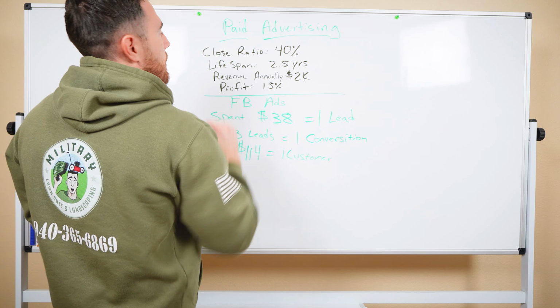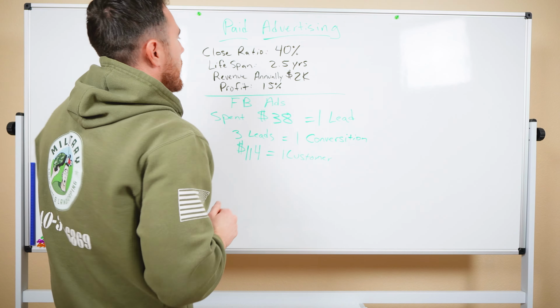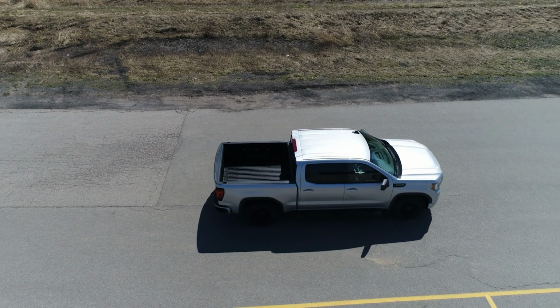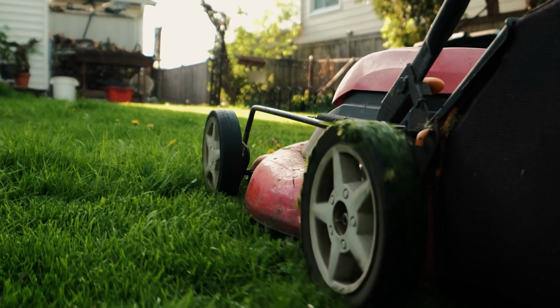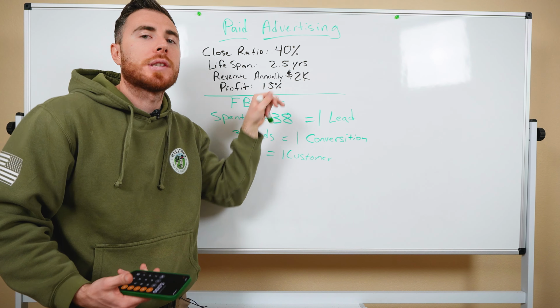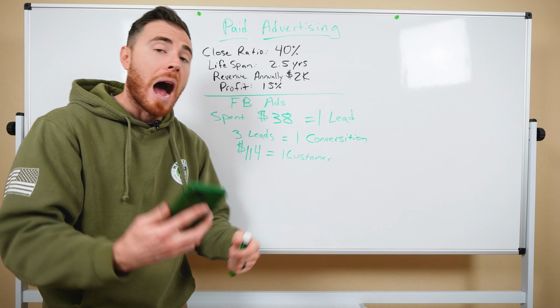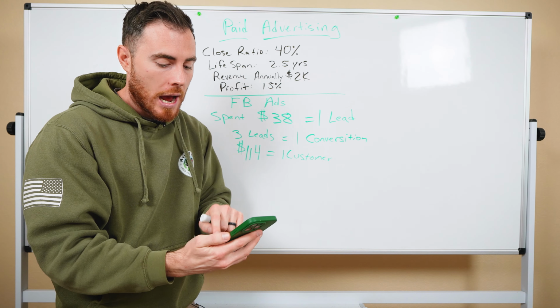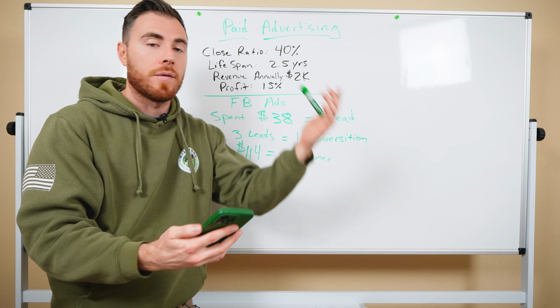If the average lifespan of a customer is 2.5 years, so that's 2.5 times $2,000, that means we will get $5,000 per customer. So every customer we get will get us $5,000. But you have fuel costs, labor costs, equipment costs, repair costs, operating the business costs, everything that goes into the business. So what do we know? We will gain 15% profit because that's what we did last year.